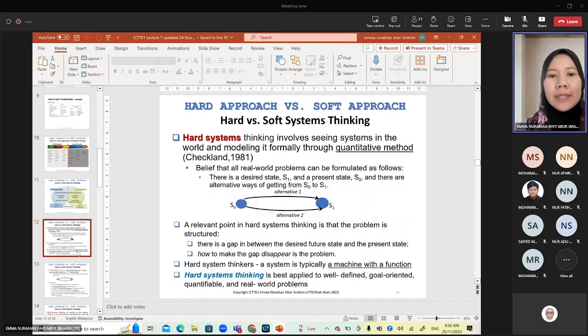Yeah? Okay, so again, hard versus soft system ini definitions involve seeing system in a quantitative method. Biasanya ada mathematical modelling, ada computing modelling, ada computation kat situ sebab melibatkan teknologi lah ya. So bila melibatkan teknologi memang you tak boleh lari daripada mathematical and logic. Okay, and hard system thinking usually well defined sebab bila you nak buat sistem mestilah you ada objektif kan, well defined scope, context dan sebagainya.